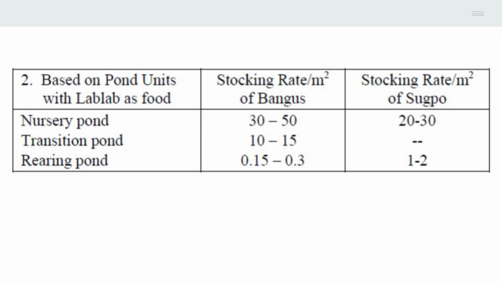For the key takeaways, stocking density decreases as fish and shrimp grow, allowing them more space and access to food. Next, lablab serves as a natural food source, but as the fish mature, supplemental feeding may be required. Lastly, each pond unit plays a specific role. The nursery pond supports early growth, the transition pond helps in adaptation, and the rearing pond is where fish are raised until harvest. By following the appropriate stocking rates in each pond type, aquaculturists can maximize growth, ensure sufficient resource use, and maintain a sustainable production system.